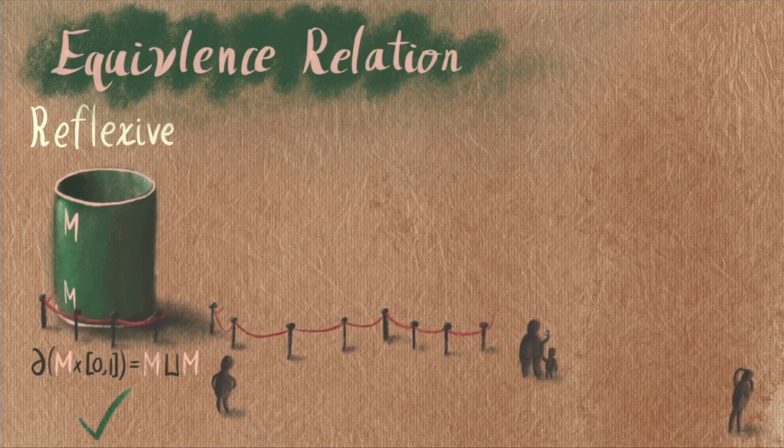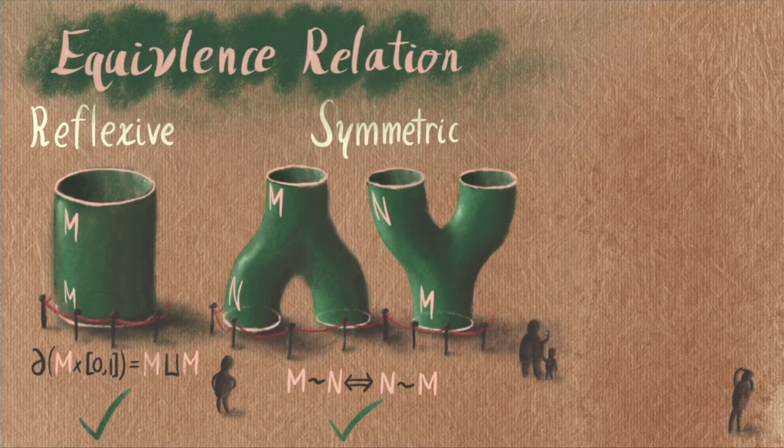Okay, next is symmetry. That is, if M is cobordant to N, is N cobordant to M? Well, again, yes. We just take the same cobordism between them and use the fact that the disjoint union operation is abelian. We can think of this as taking this cobordism here and just kind of flipping it on its head.